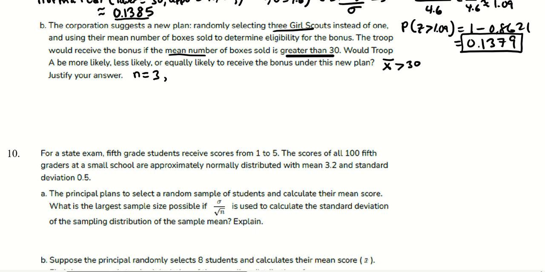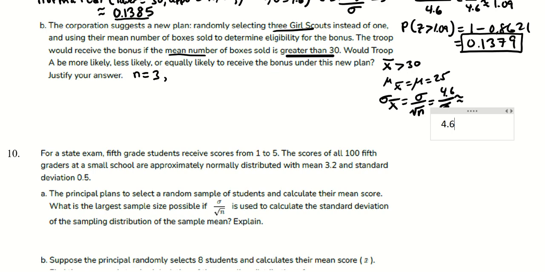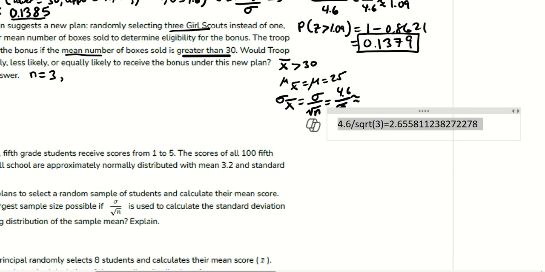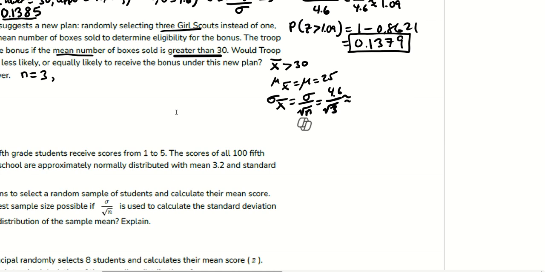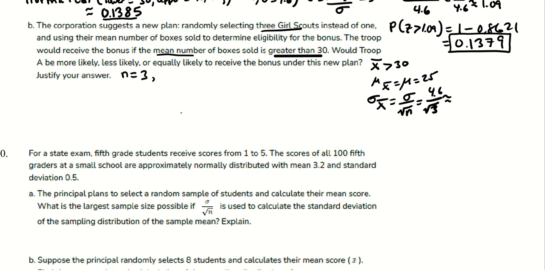Well, remember that if that's true, then the mean of this distribution is still going to be the same as the original mean, which is 25. The standard deviation, however, is going to be sigma over square root of n. So it's going to be 4.6 over square root of 3, which is 2.66, well, about 2.7. Notice that 2.7 is less than 4.6.